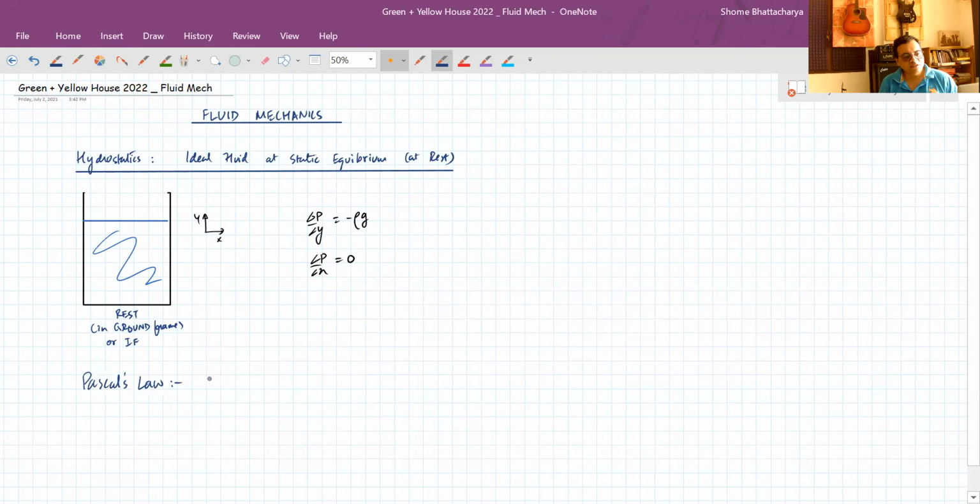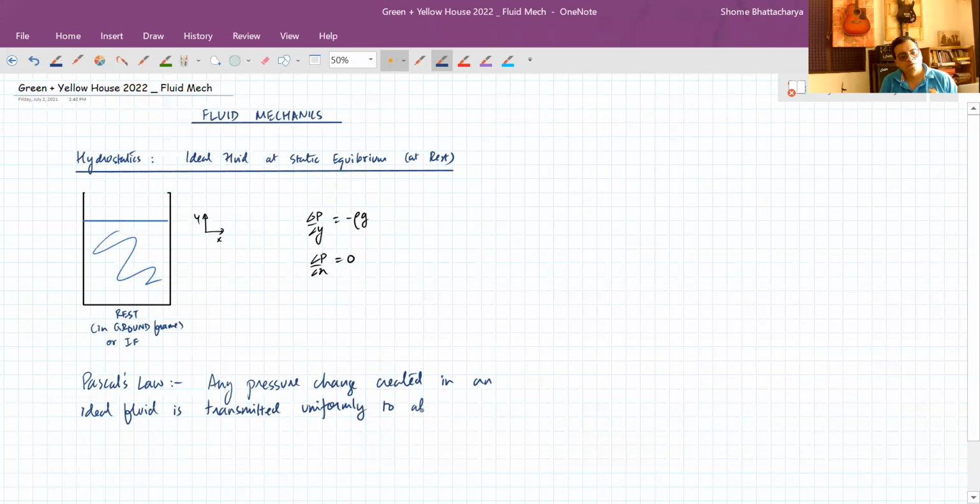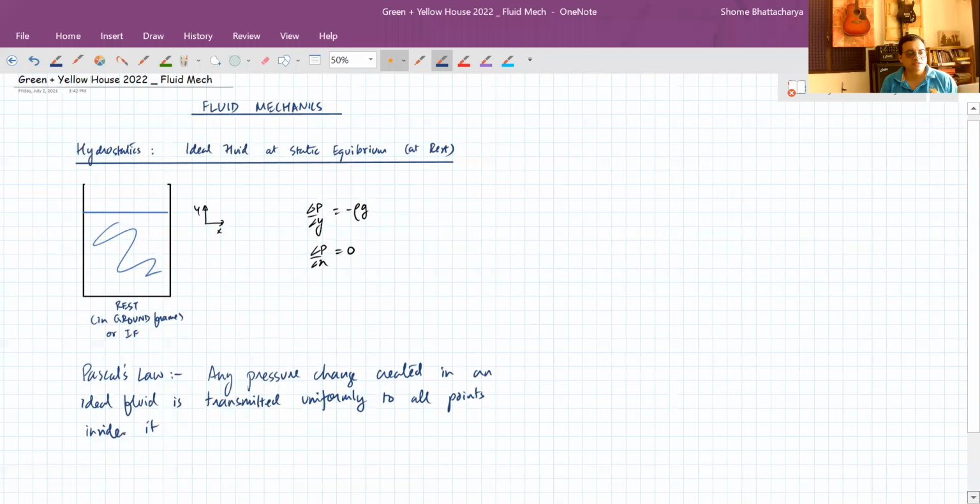So Pascal's law statement is that any pressure change created in an ideal fluid is transmitted uniformly to all points inside. So let us understand the meaning of this statement with a simple example.